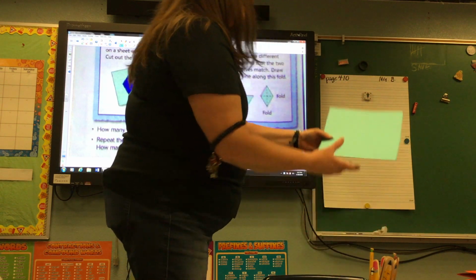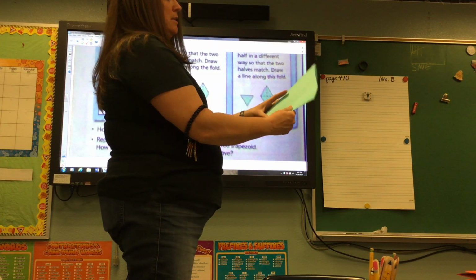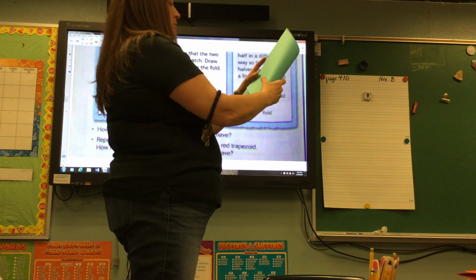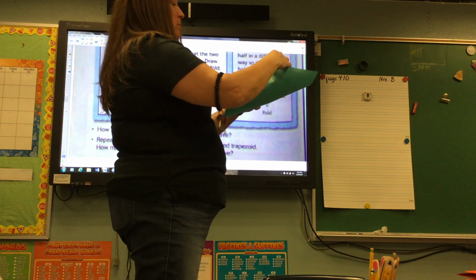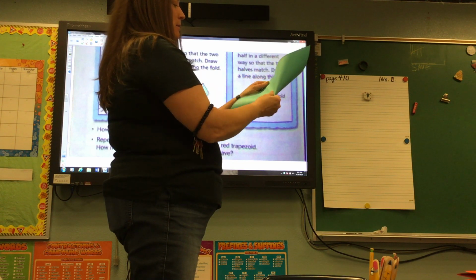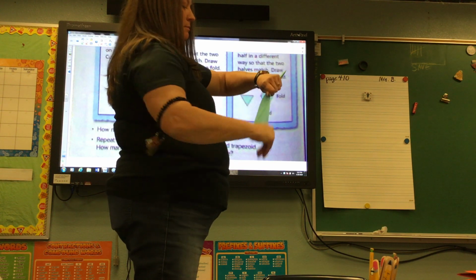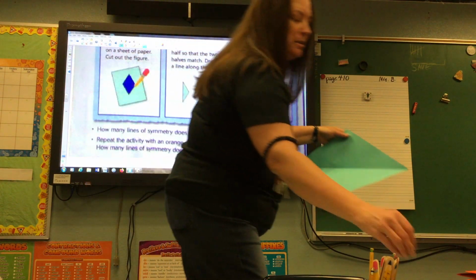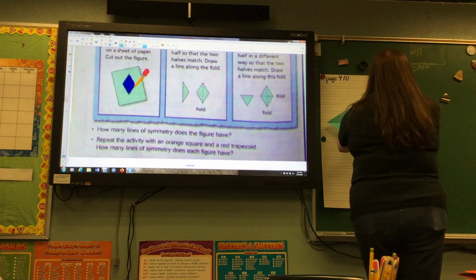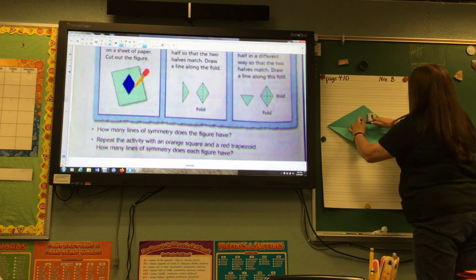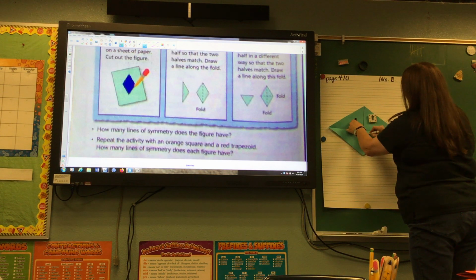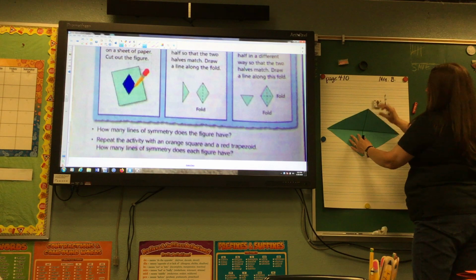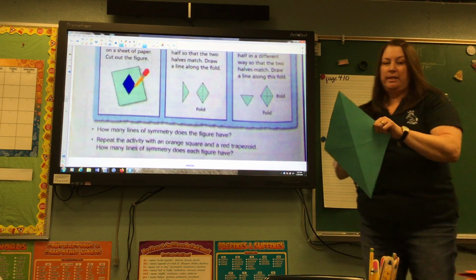Yep, if I fold it top to bottom, I have a line of symmetry. If I fold it this way, I will also have an interesting line of symmetry. Okay, and there we go. I folded it that way. So I have 2 lines of symmetry on this guy. We had one folding it this way, left to right, and I had one here folding it that way. So 2 lines of symmetry on that guy.